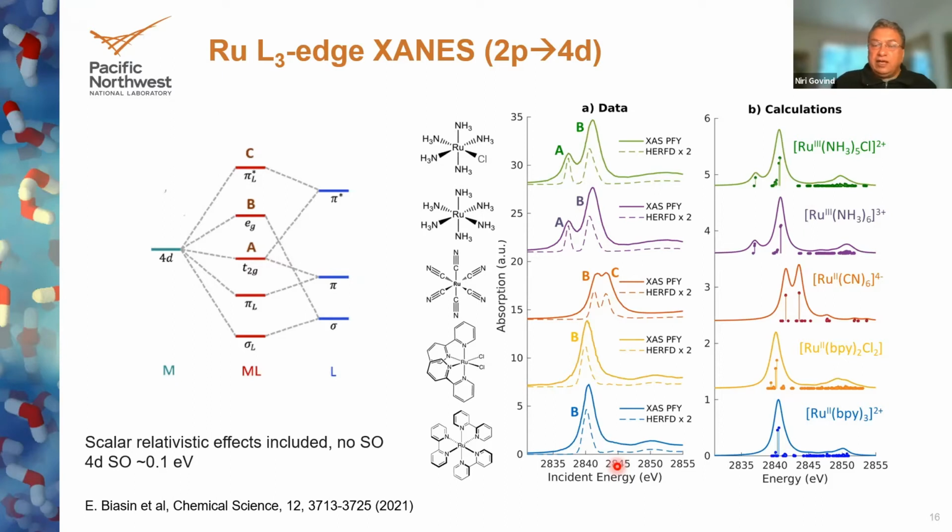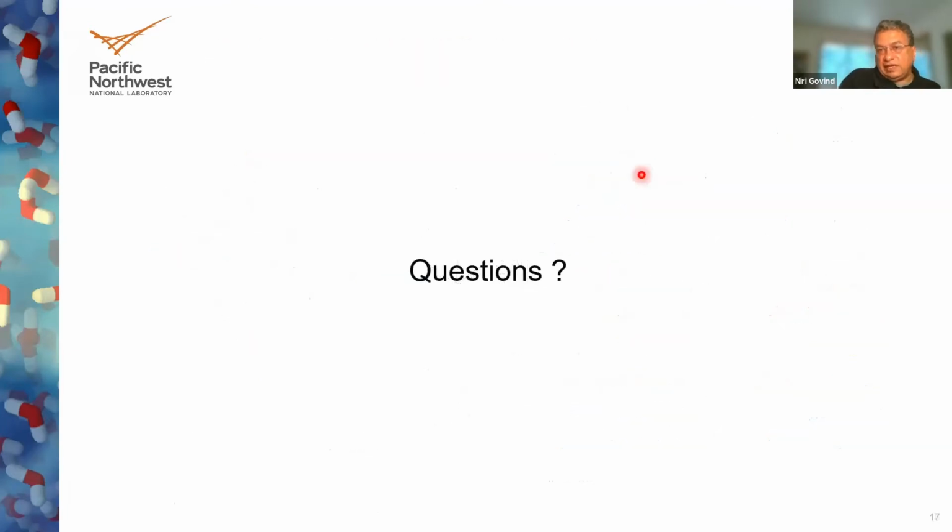I should point out that in this approach, we've only accounted for scalar relativistic effects. We haven't included any spin-orbit effects in the core or the valence, because in the valence, the 4d spin-orbit is only about 0.1 electron volts. So even though it's qualitatively missing some of the rigor that's required to treat L-edges, we're able to see that this approach is able to tell you something meaningful about the experimental data. So with that, I'll stop here and see if anybody has any questions in the first part.